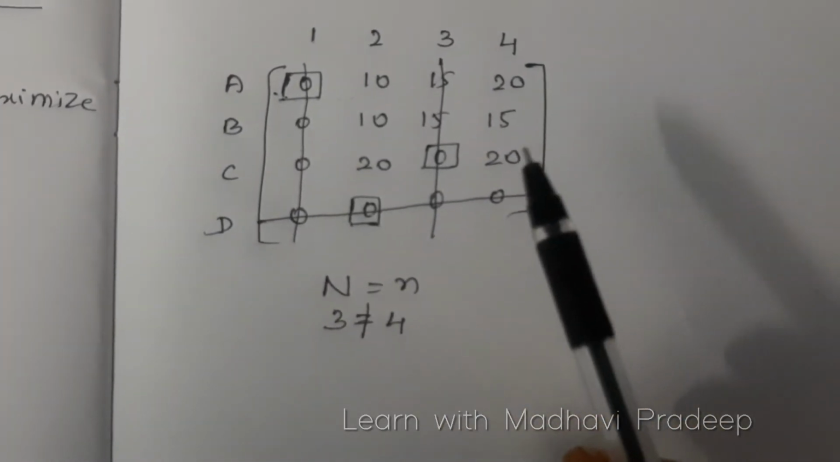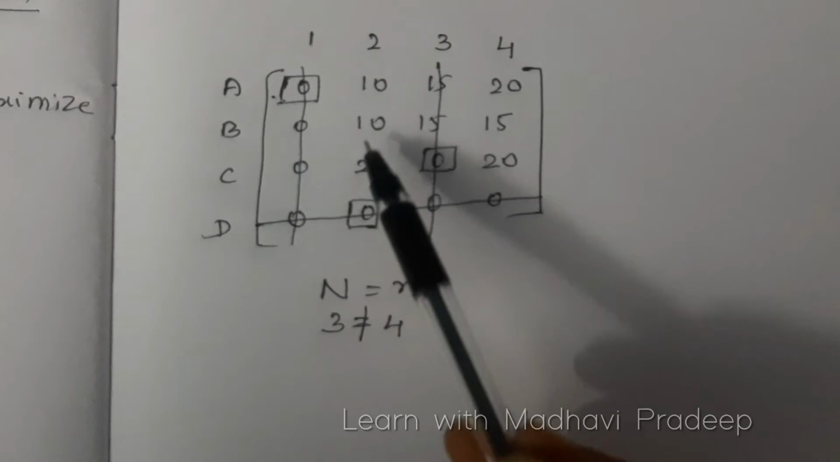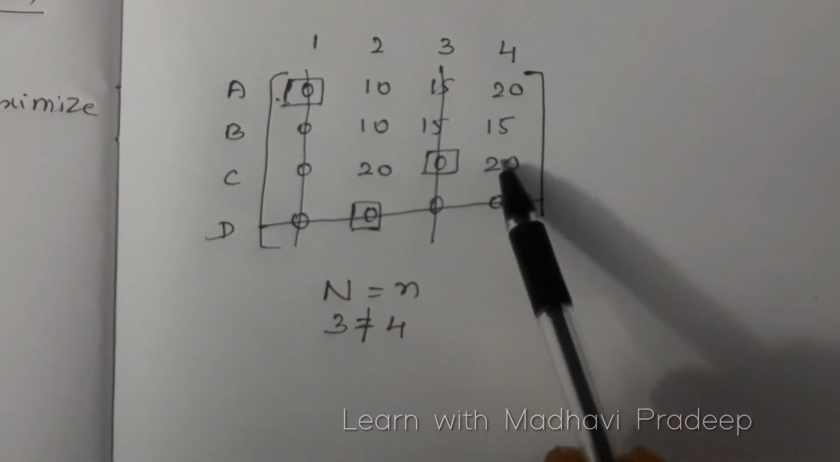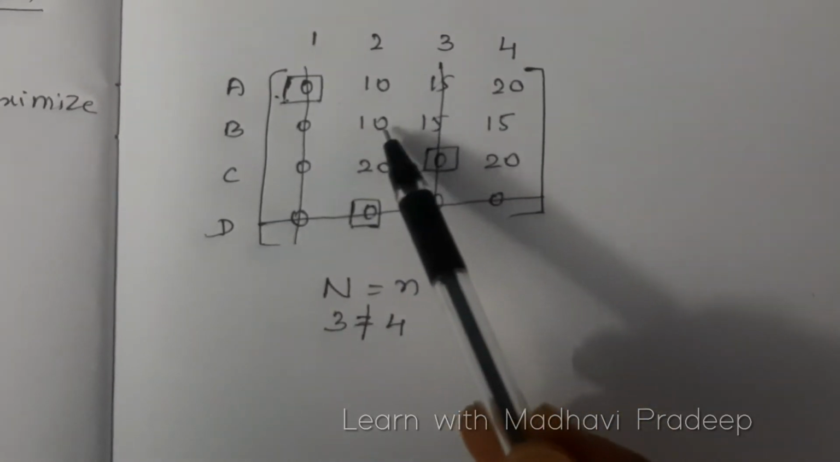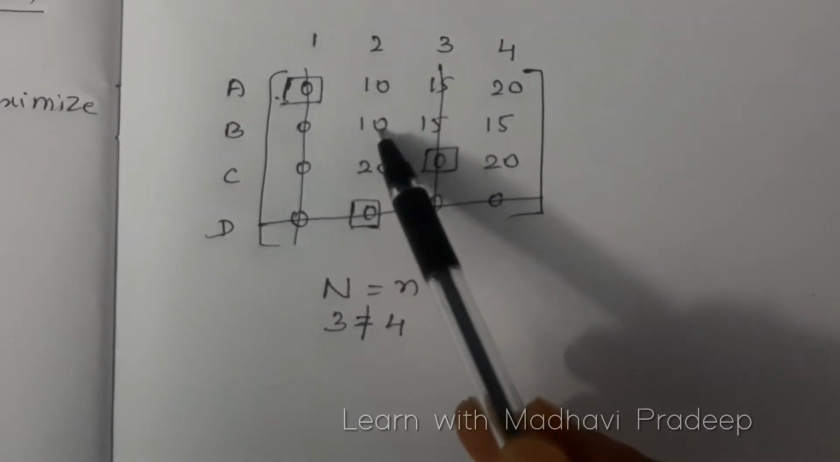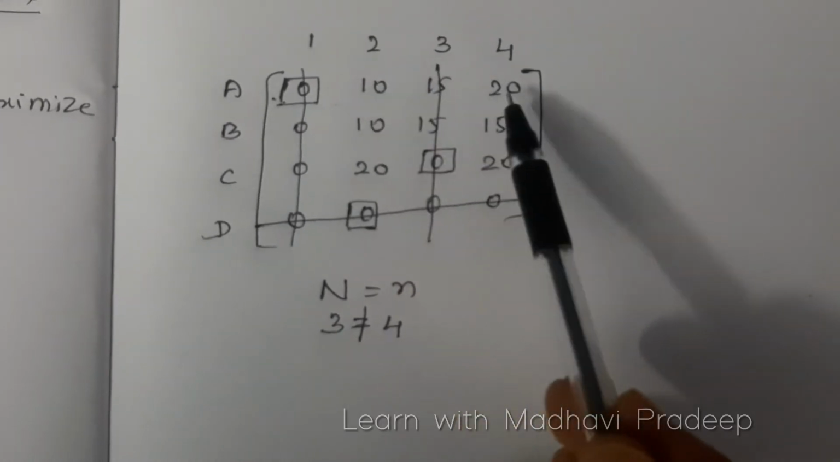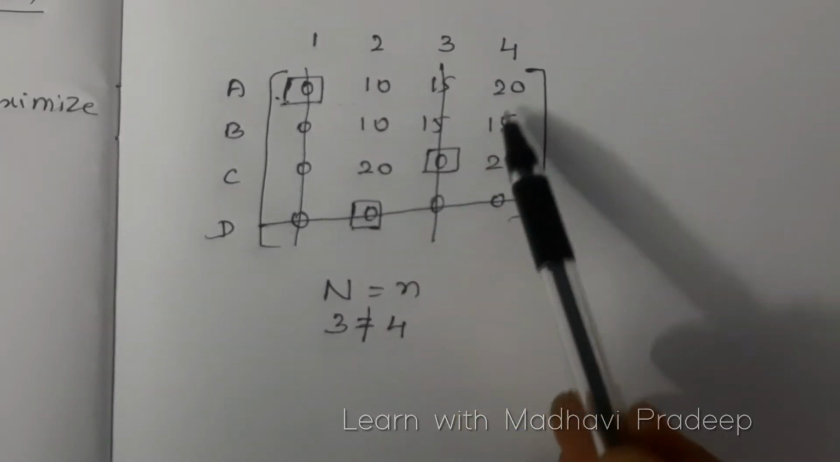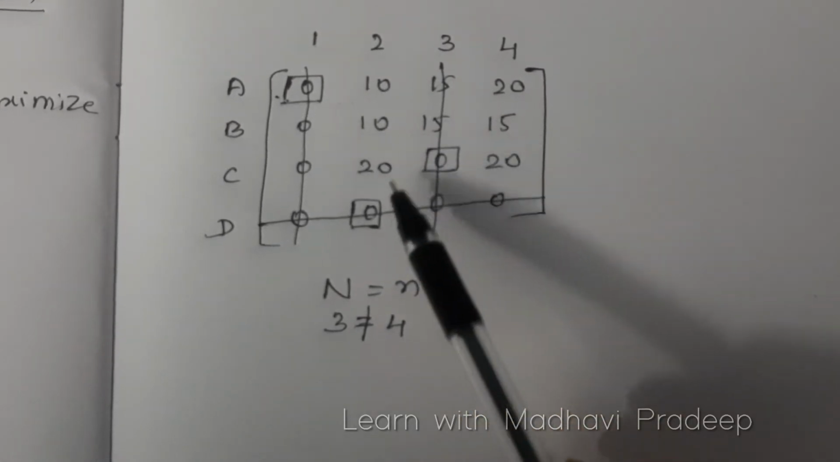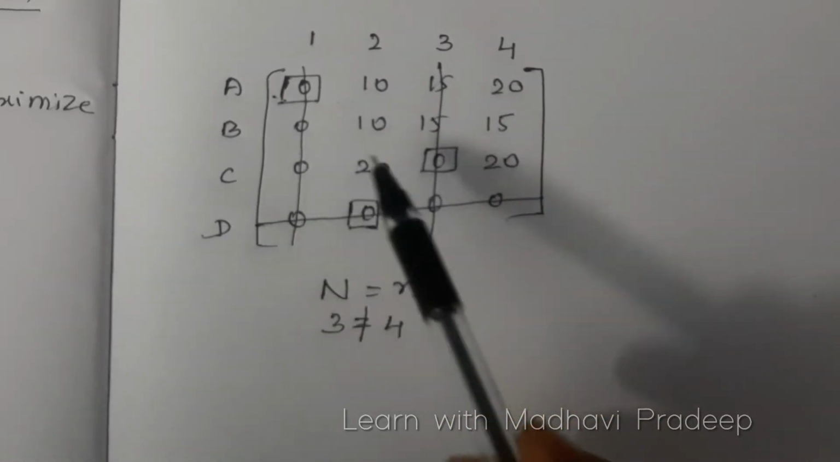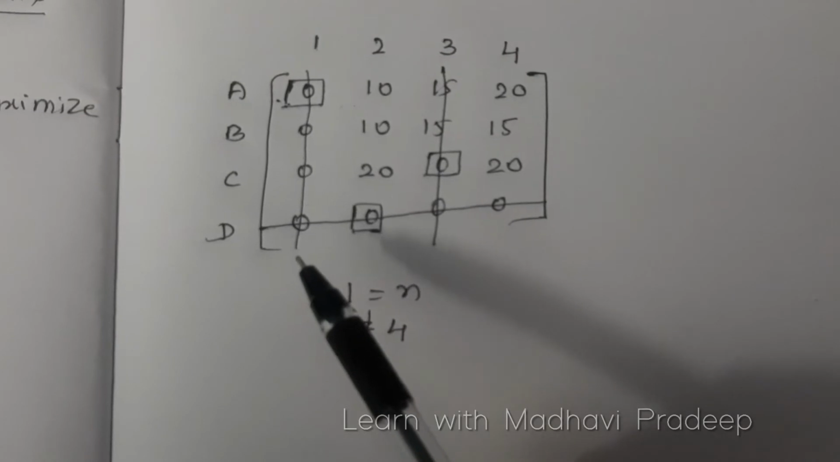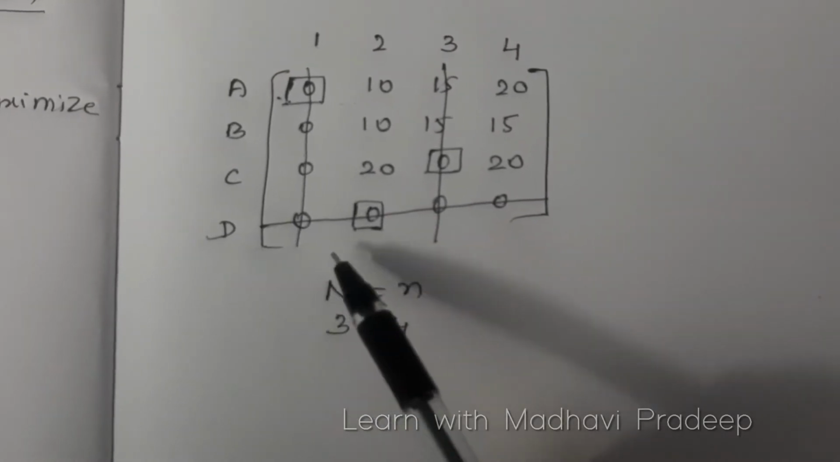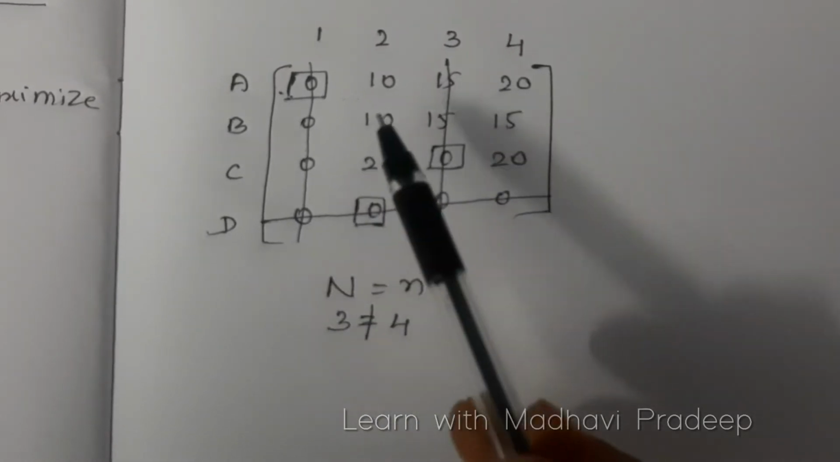So I'll repeat it again. Take the minimum value from the undeleted values. That is, 10 is the minimum value, and this value has to be subtracted from the other undeleted values. These are the values. Subtract this 10. Then add this 10 wherever the points have intersected, that is, where the horizontal and vertical lines touch. At that point, add this 10.